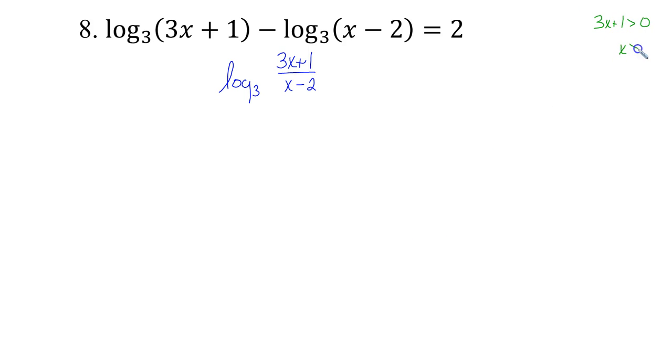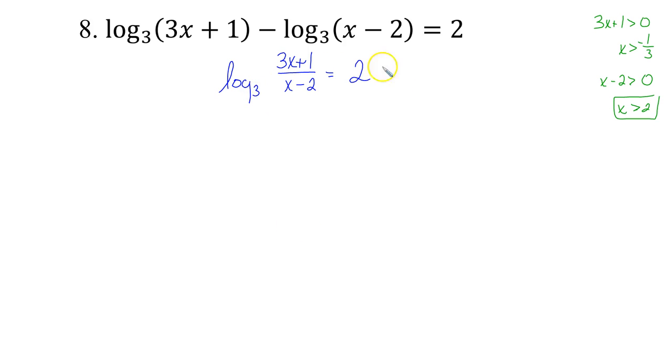Now, again, keeping in mind those values for the domain, 3x plus 1 must be greater than 0. I know y'all are getting pretty good at this. So x must be greater than negative 1/3, and x minus 2 must be greater than 0. So x must be greater than 2. And once again, this is the most restrictive value that we have. So now, the next thing I'm going to do is finish rewriting this. I kind of got stopped in the middle. Sorry about that. This is equal to the right-hand side of 2.